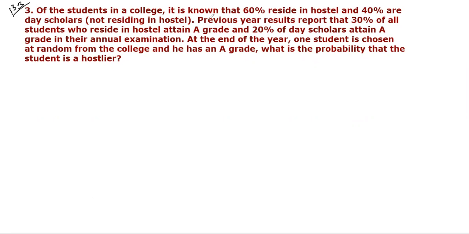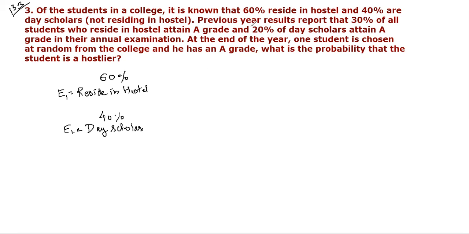Of the students in a college, it is known that 60% reside in hostel. So 60% reside in hostel means 60% are hostelers. E1 is the event residing in hostel, and 40% are day scholars, that is E2. Overall, the distribution is this one.